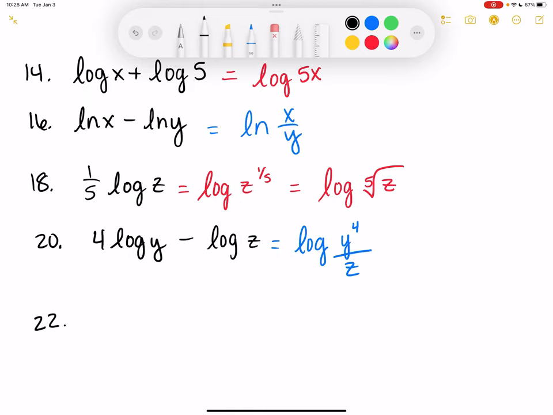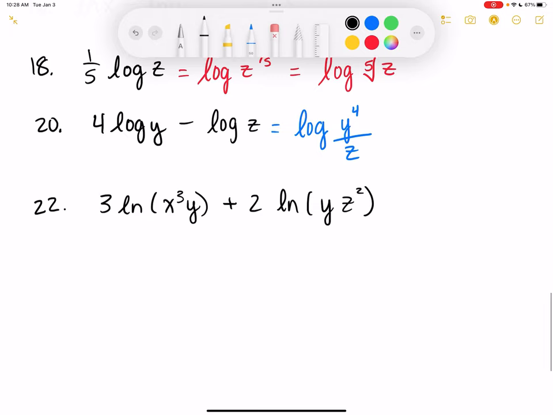Last one. I'm going to have you try it on your own, and then we're going to go over it. 3 ln of x cubed y plus 2 ln of yz squared. Jumping into the deep end. You can do this one, you can do all of them. We're still reversing it, right? Yeah.